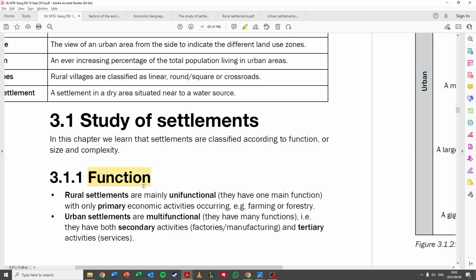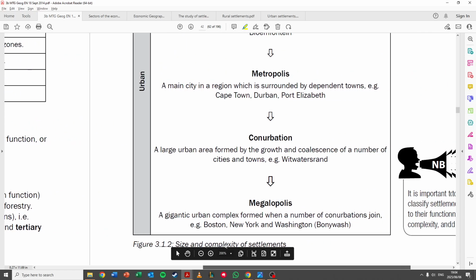In urban settlements, this is obviously not the case. They tend to be multifunctional. In other words, they have a lot of functions. There you can have secondary activities such as factories and manufacturing, and tertiary activities such as services being delivered. You also tend to get more quaternary activities in your urban settlements. Make sure that you know the difference between the two.